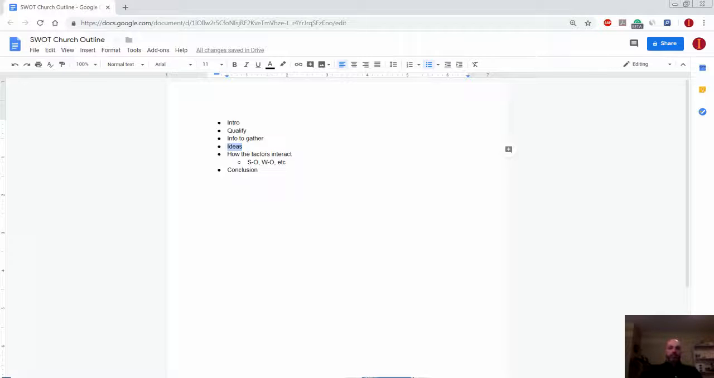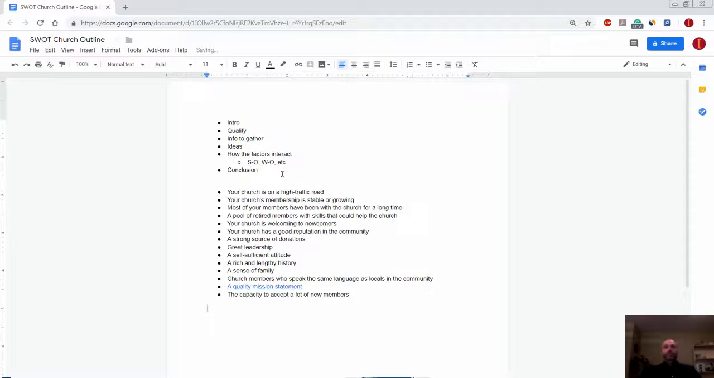So let's see. Let's actually copy this up here. So here's an idea for possible strengths. Okay, we talked a little bit earlier about the traffic. Your church is on a high traffic road. Okay, membership is stable or growing would be a strength. Most of the members have been with the church a long time. You have a pool of retired members with time on their hands and hopefully a willingness to help with skills that could help the church.